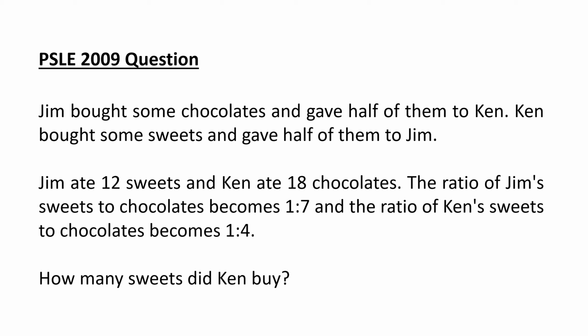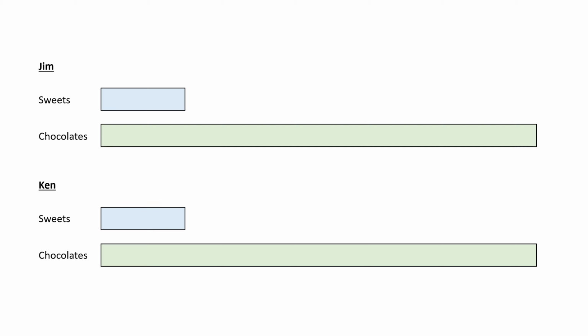So we will proceed to explore two methods of solving this question. The first method will be via bar modeling. Initially, when Jim bought his sweets, he gave half of them to Ken. So at the beginning, Ken and Jim both had the same number of sweets. The same for chocolates. Ken bought the chocolates and gave half of them to Jim. So both Ken and Jim had the same number of chocolates at the beginning. Hence we draw the bars for sweets and chocolates of equal lengths.